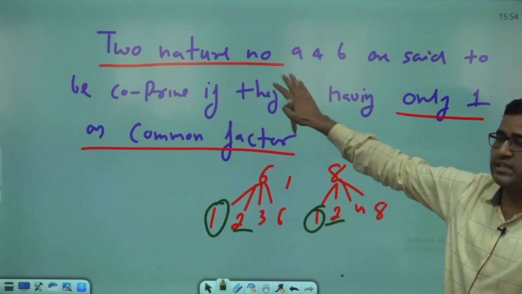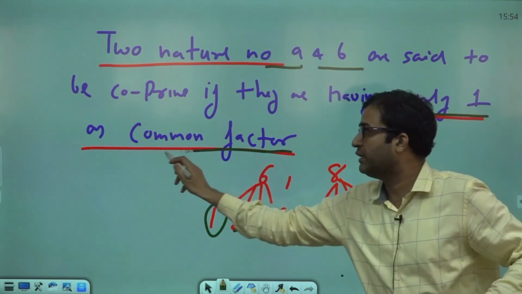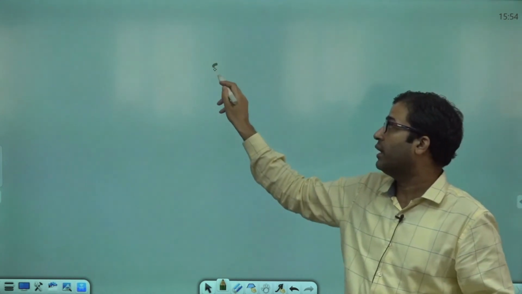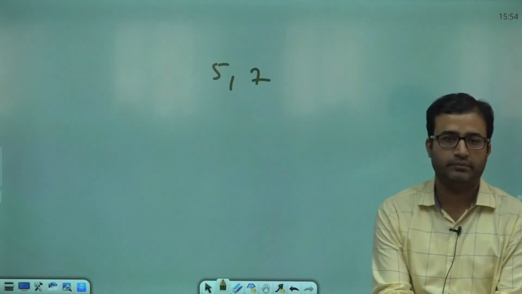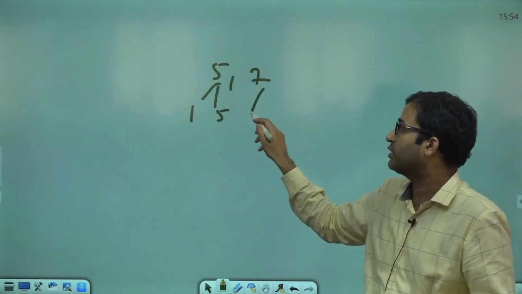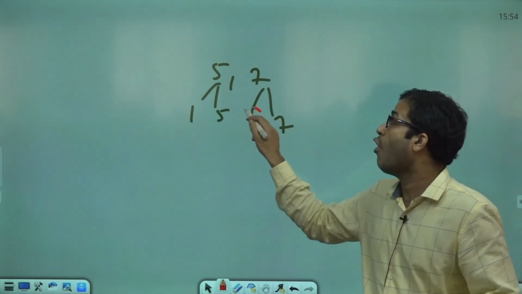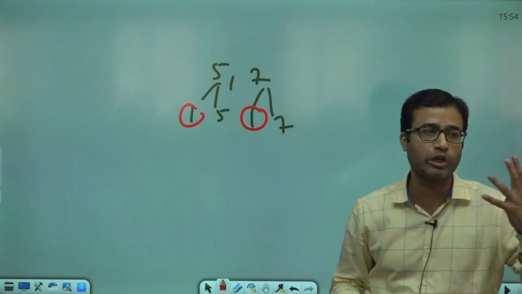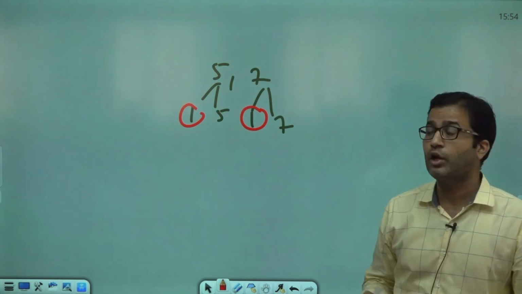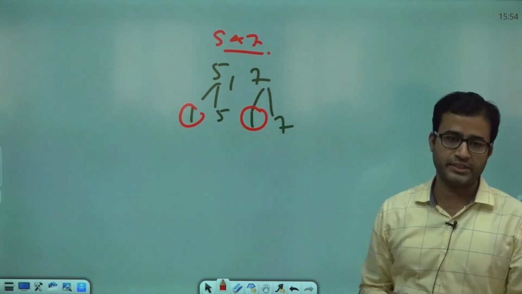So just remember two things. Two natural numbers A and B are said to be co-prime if they have only one as a common factor. I give you an example, like 5 and 7. What are the factors of 5? 1 and 5. What are the factors of 7? 1 and 7. Tell me the common factor. Only one. Don't say one, say only one. It gives a good impact, only one. So now we can conclude 5 and 7 are co-prime to each other.